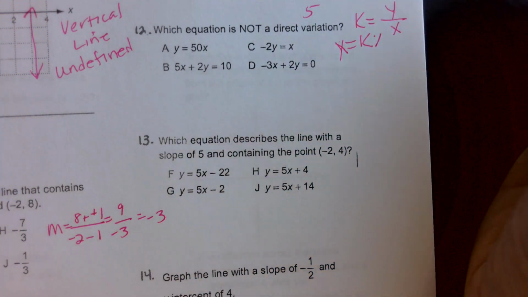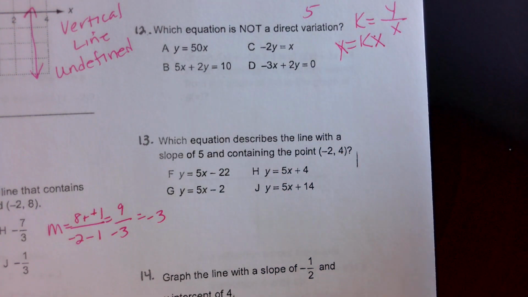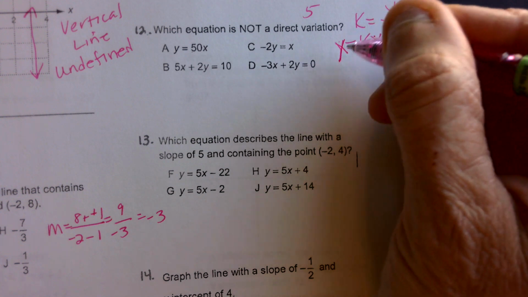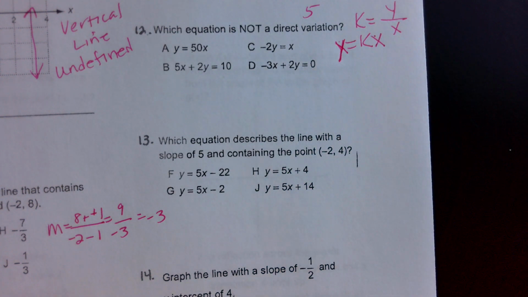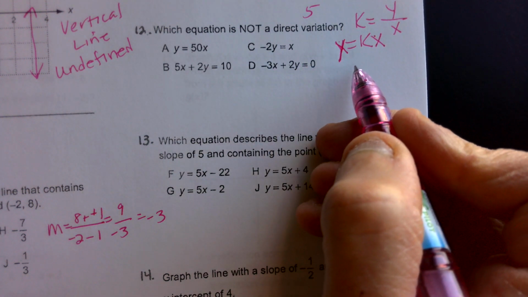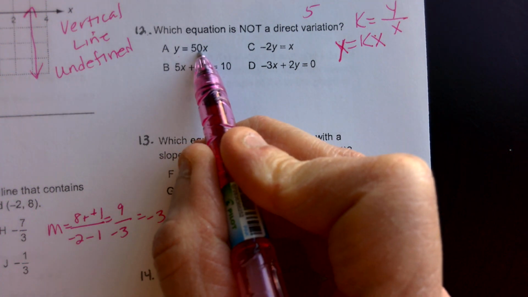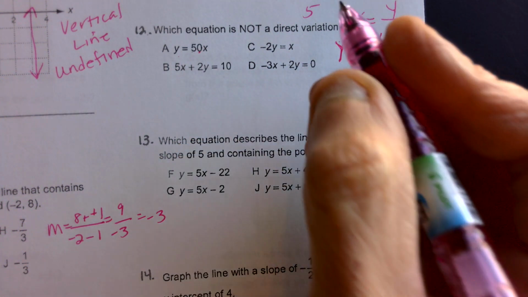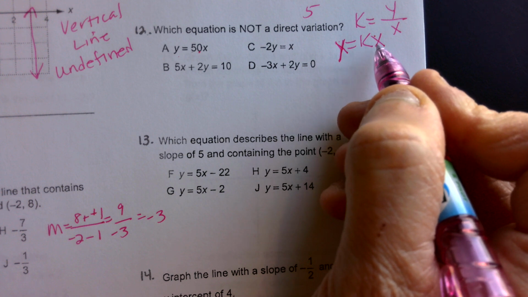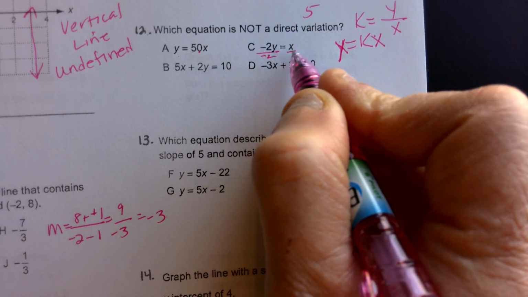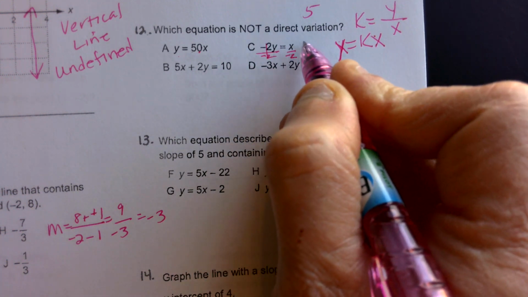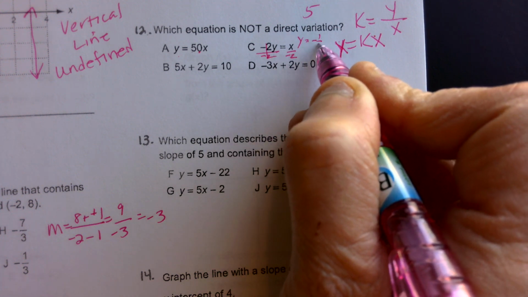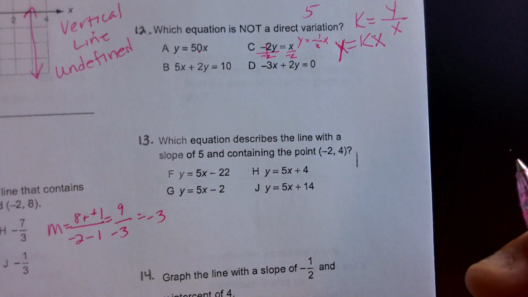K equals y over x. Y equals kx. All right, so let's see. Y equals kx, yes, that is in direct variation. We have to solve these for y to see if we can get that. Y equals -1/2 x. Yep, that one works.